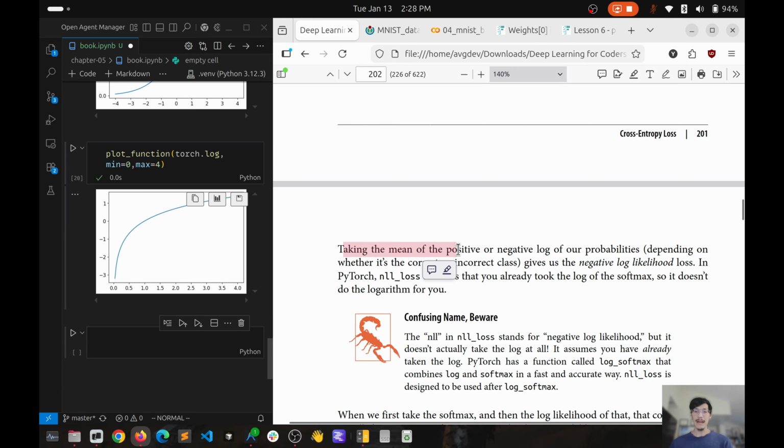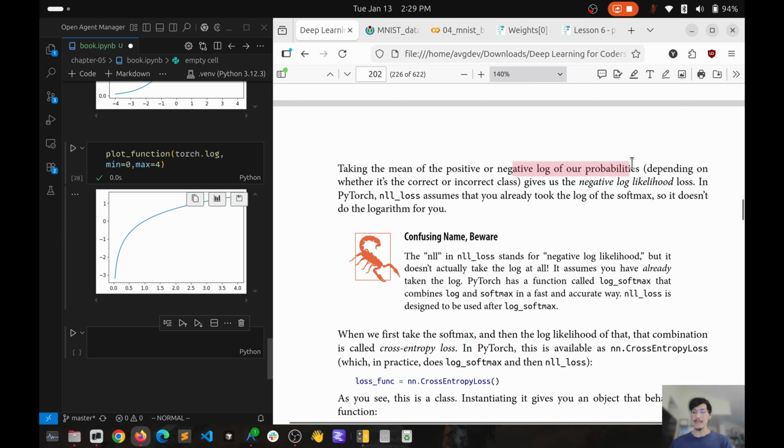Taking the mean of the positive or negative log of our probabilities, depending on whether it's the correct or incorrect class, gives us the negative log likelihood loss. In PyTorch, NLL loss assumes that you already took the log of the softmax, so it doesn't do the logarithm for you. Okay, so that's an important detail. You're going to run NLL loss, which already assumes that what you're passing in is the result of your log, that you've already taken the log of it.